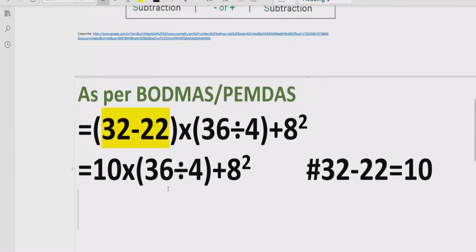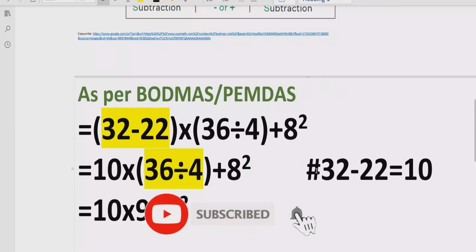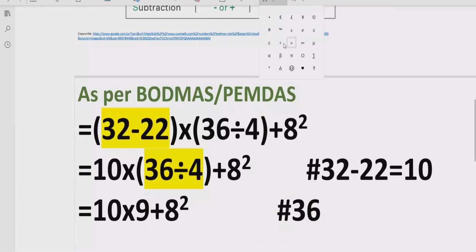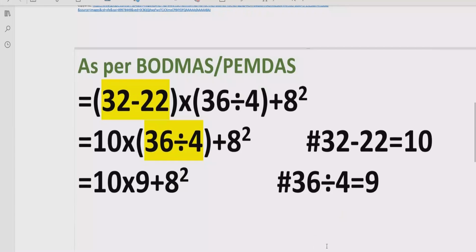Now move forward. Again, we have bracket number 2. We will solve this one. This 10 multiplied by 36 divided by 4 equals 9. And plus 8 raised to power 2, we will write as it is. And here we will give the reference: 36 divided by 4 equals 9.